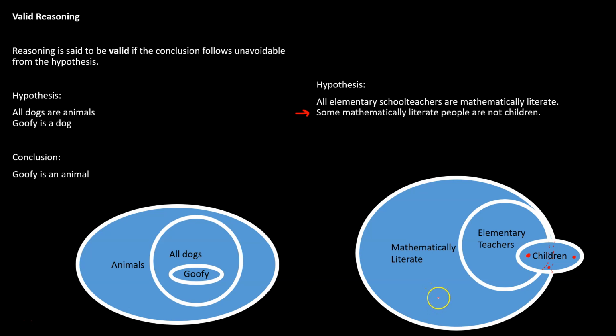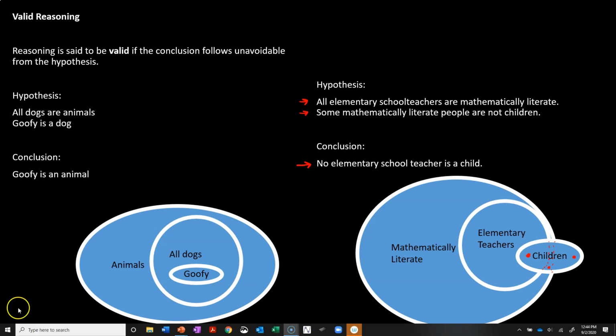Now we're going to check to see if the conclusion is valid. So we're not coming up with this conclusion. We're checking to see whether or not this conclusion is valid. The conclusion that we're checking says, no elementary school teacher is a child. So can we draw a circle of one of the three ways that makes that true? And making sure that we're still adhering to these two hypotheses.